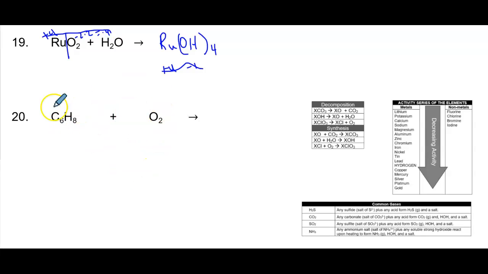This is a combustion. Why? A hydrocarbon plus an oxygen. It's going to make CO2 plus H2O.